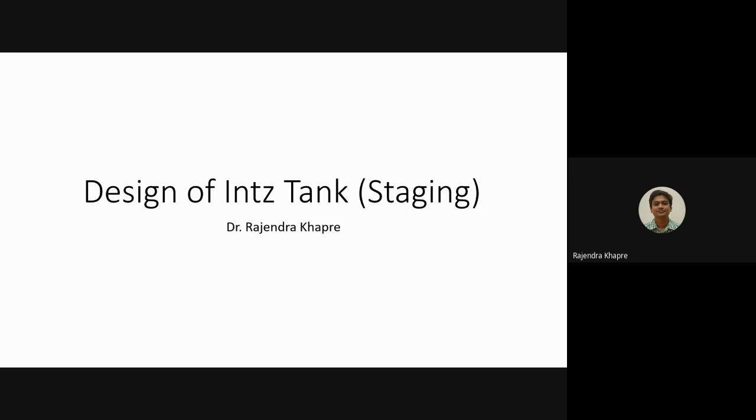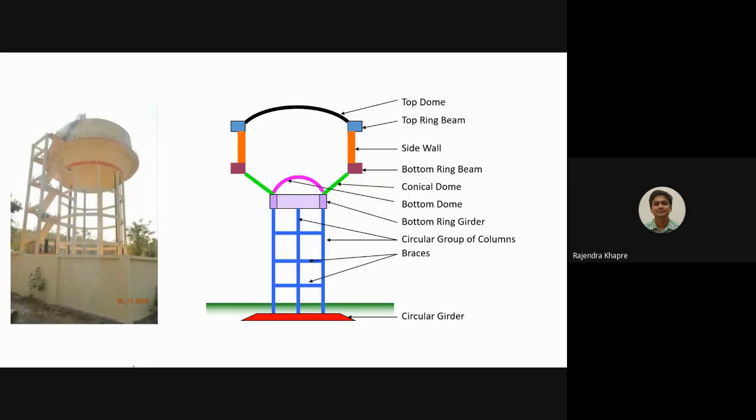Okay. So we have designed the Intz water tank container. In that we have designed the top dome, top ring beam. Then we have designed the cylindrical wall, then the bottom ring beam, then conical dome, bottom dome, and that's it. So these components basically give you the container part.